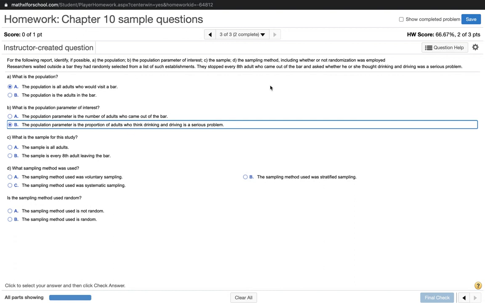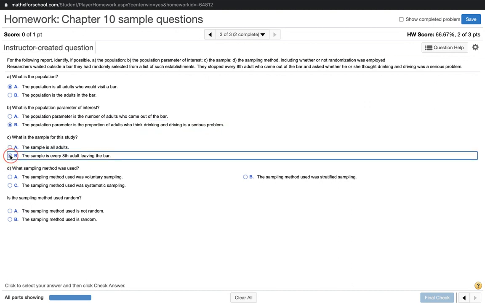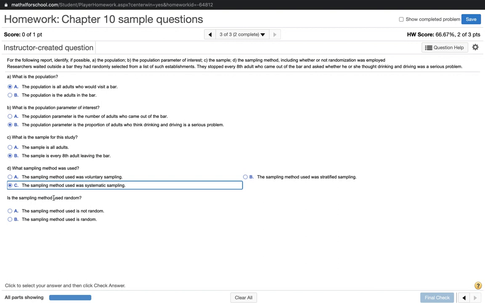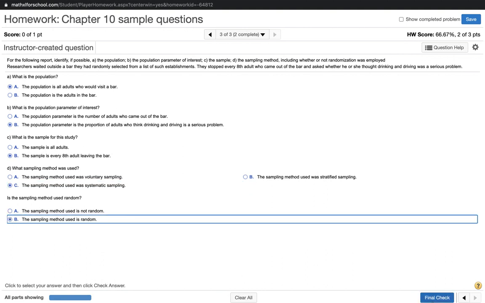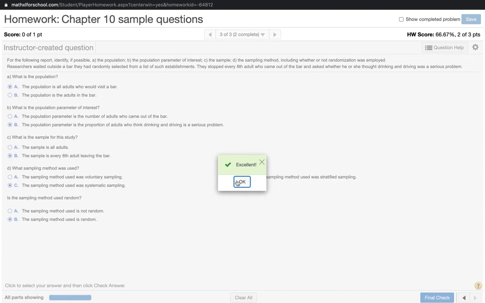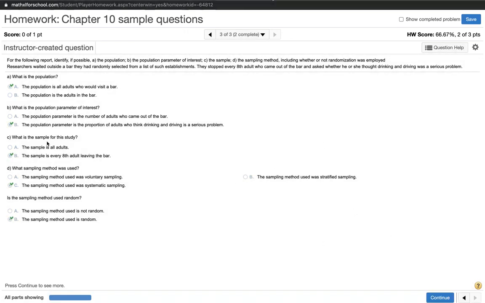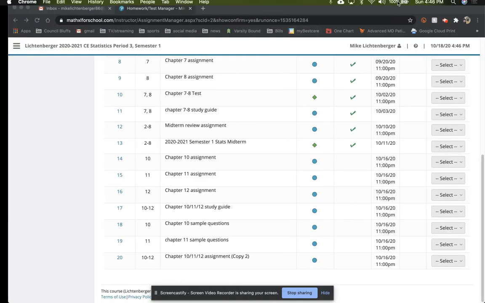What is the sample for this study? Every 8th adult who came out of the bar. Once again, that is a systematic sample. It's the same thing as the last question: instead of every 15th person, it's every 8th person. Is the sampling method used random? As long as they're consistent and stopping every 8th person, regardless of who that person is, I would consider that a random sample. And that is it for the sample questions for chapter 10.